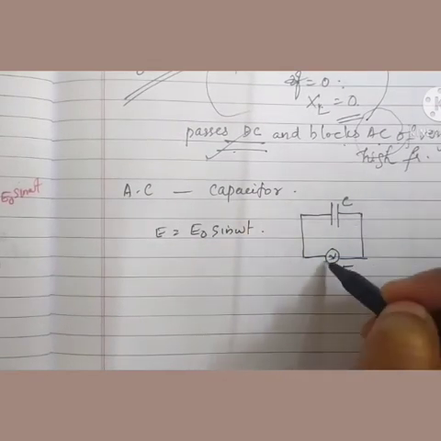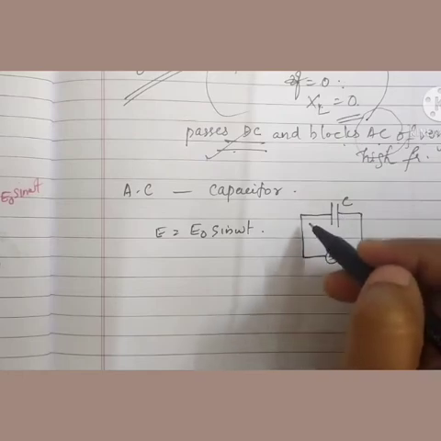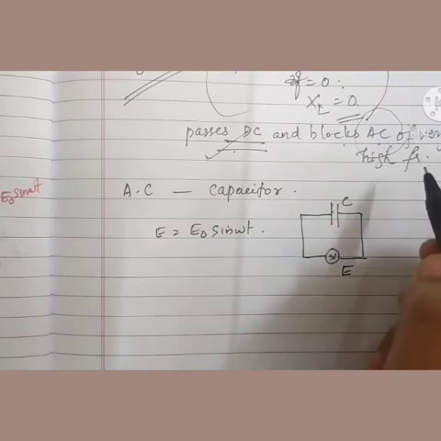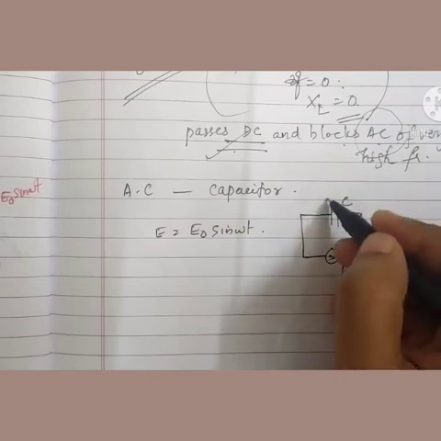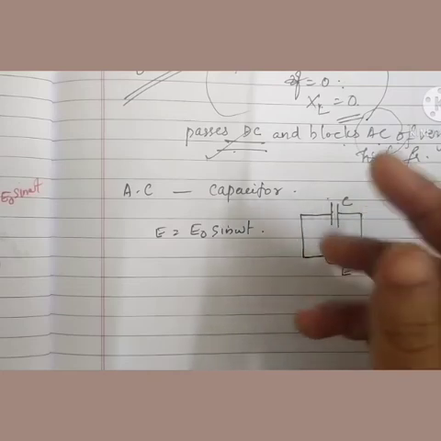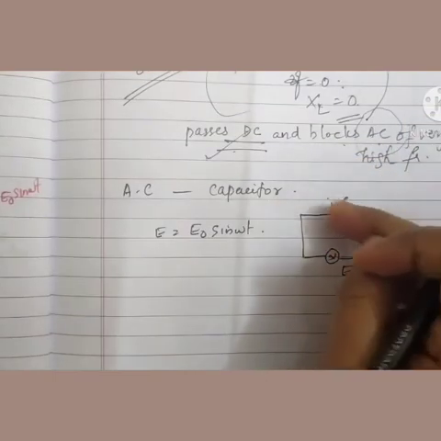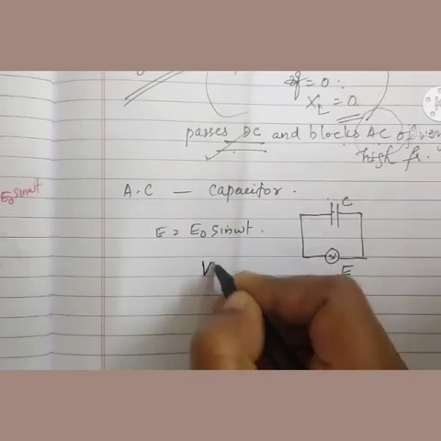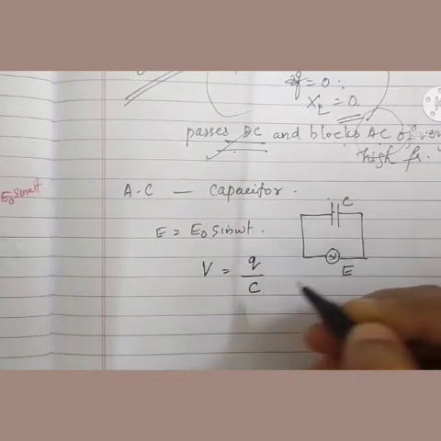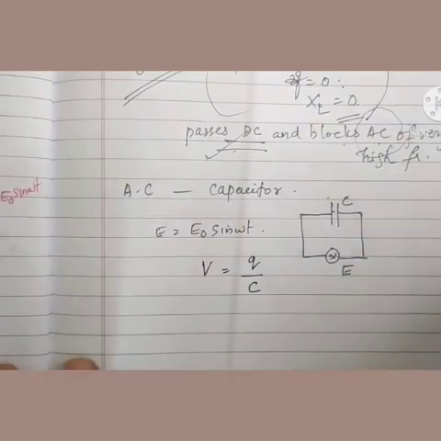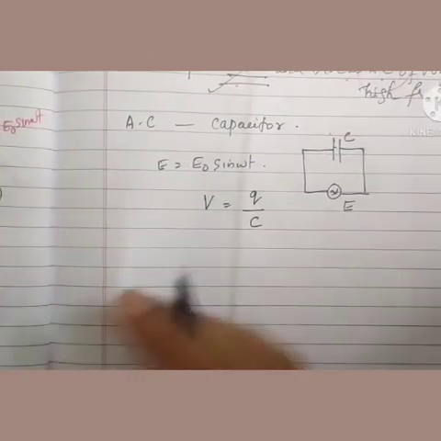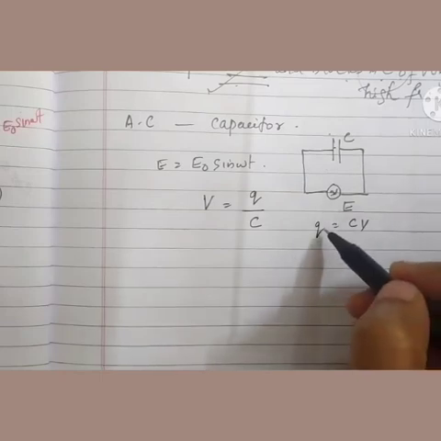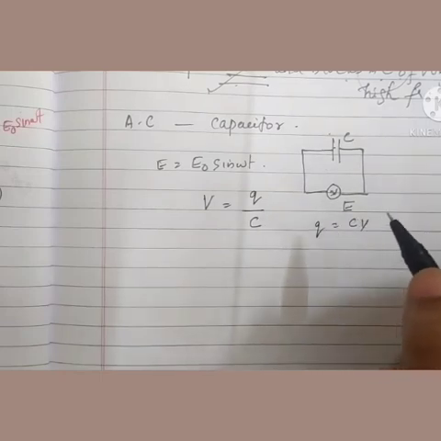Now you know, due to this EMF, charge will be produced and it will charge the plates of the capacitor with positive and negative charges. Okay, so when there is positive and negative charge, potential difference is created, and the potential difference across these plates is given as V, and V is equal to Q by C. We have studied this expression. V is equal to Q divided by C, or Q is equal to C into V. Isn't it?